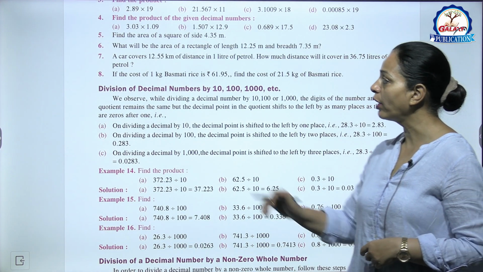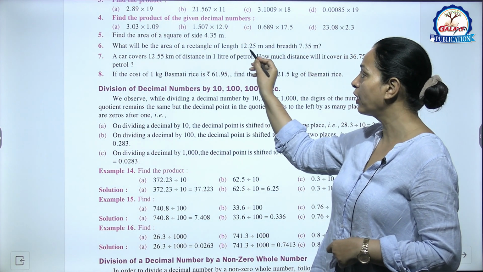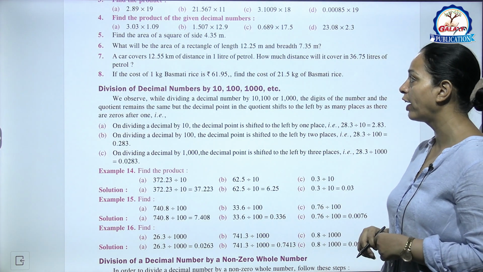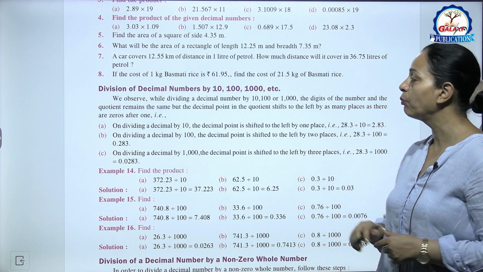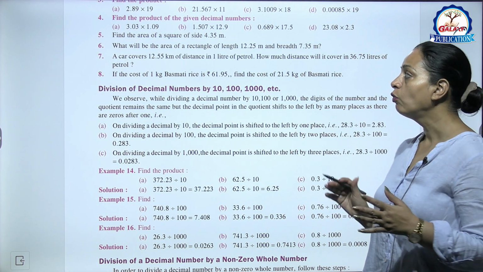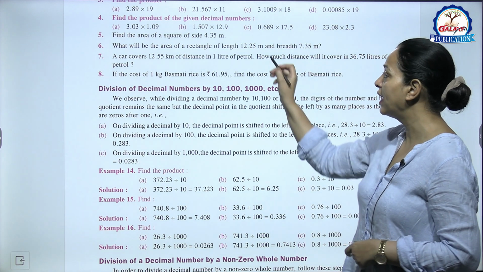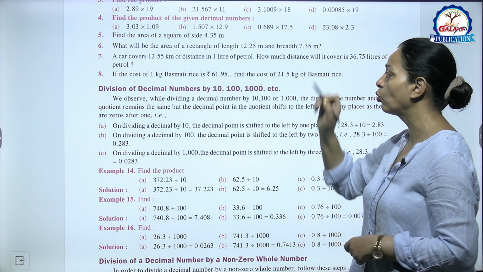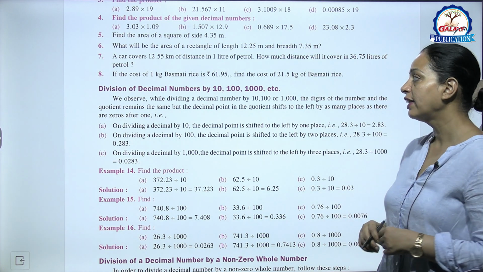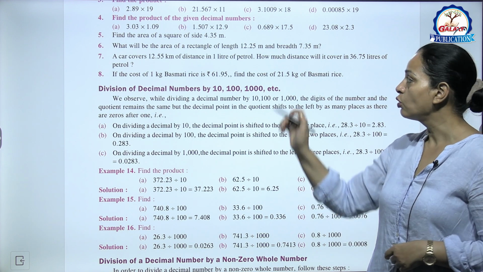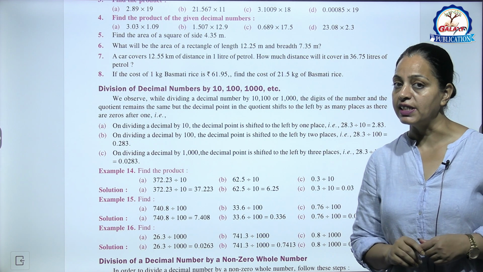Now the sixth one, what will be the area of a rectangle of length 12.25 meter and breadth 7.35 meter? We know area of rectangle is length into breadth. तो इन दोनों को हम multiply कर देंगे. That would be the answer. So area is square meter, right?